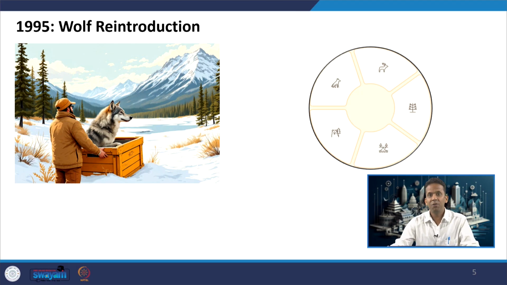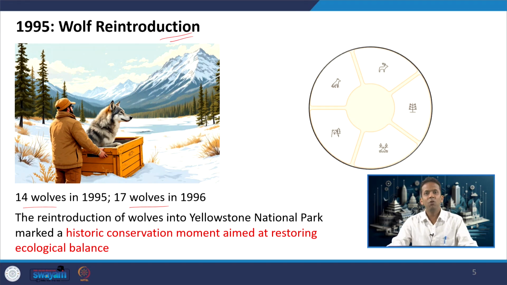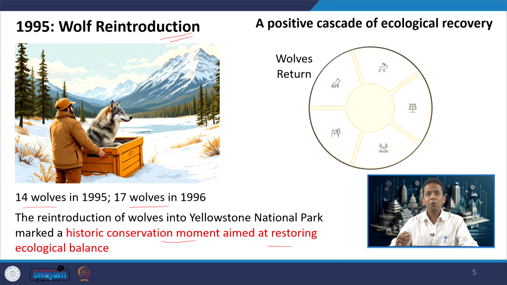In 1995, when the decision was taken to reintroduce the wolf in the park, they introduced 14 wolves in 1995 and almost 17 in 1996. And what happened after that? Once these wolves were reintroduced, it marked a historic conservation moment, obviously, because the whole world was watching to see what would happen. It is not like results would appear quickly. It took years, but the effect was visible. A positive cascade of ecological recovery was visible.